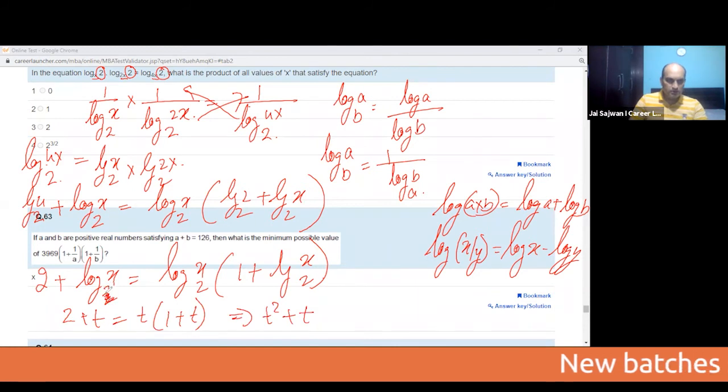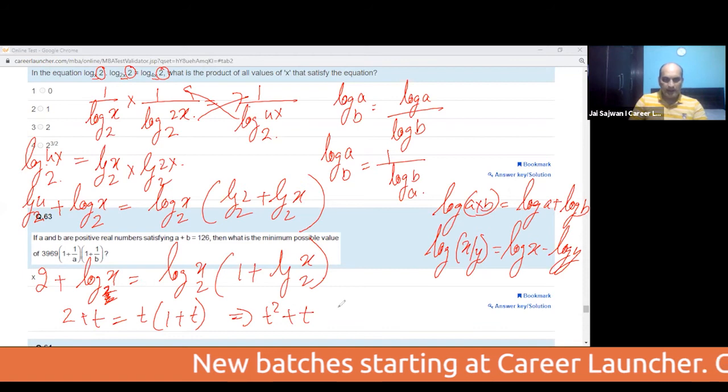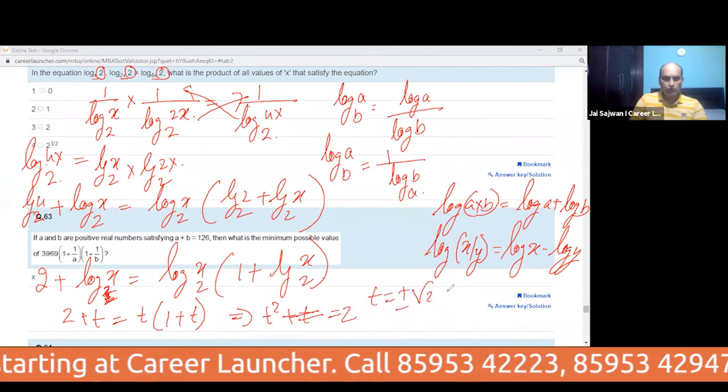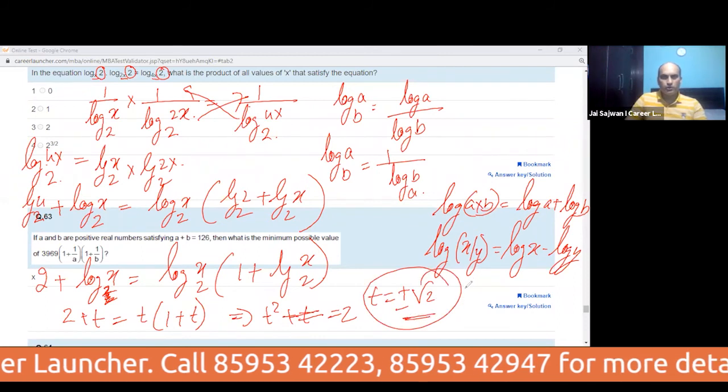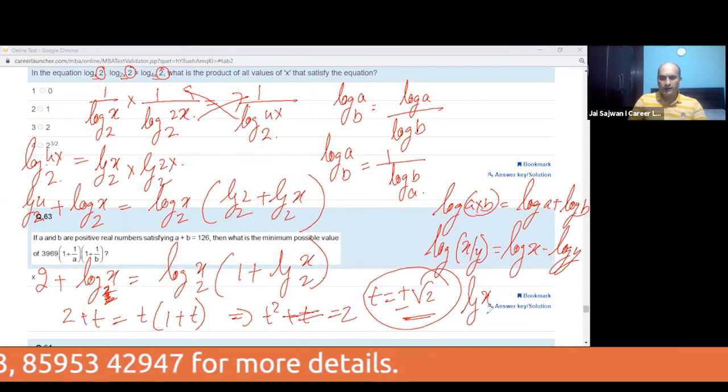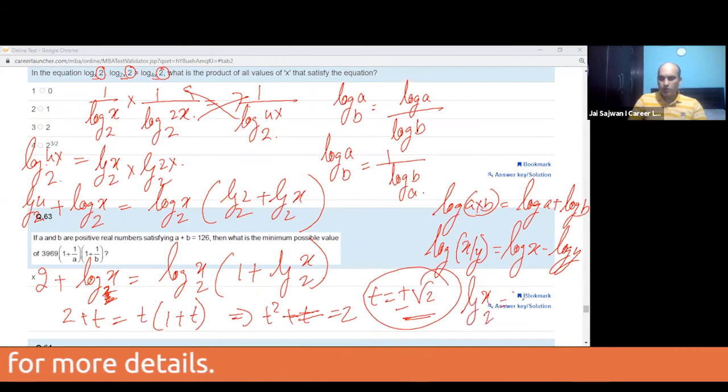This is just base. This is not a square. So t square plus t, the t will get cancelled out. T square is equal to 2. I'll say t is equal to plus minus root 2. This is the value that you are going to get. What is the product of the values of x? So t is log x base of 2, which is equal to plus minus root 2.